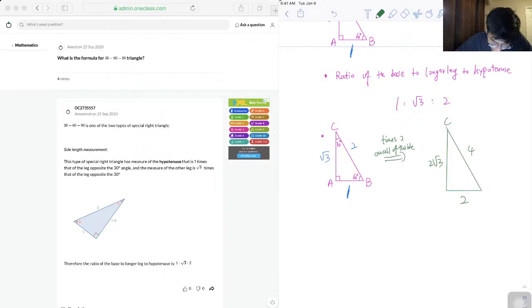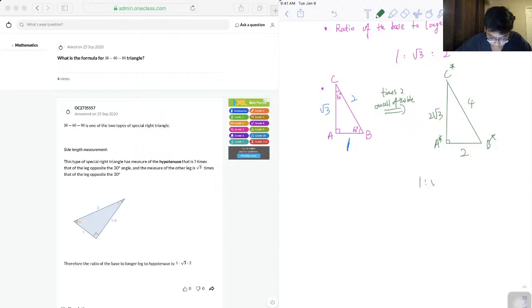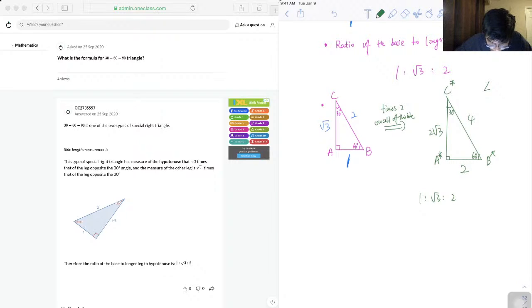And I call that C star, B star, and A star. Remember, as long as it follows the 1, root 3, 2 ratio, it always maintains the 30, 60, 90 degrees. Which means the degree for C star is still 30, and the degree of B star is still 60, and the degree of A star is still 90.